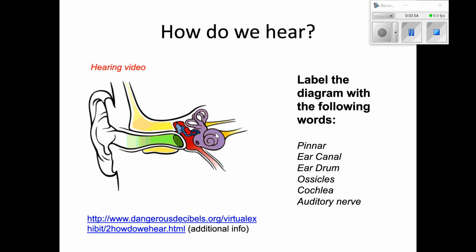Those hairs will vibrate, and they're each attached to a nerve. If they're stimulated, it sends a signal down the nerve off into the brain, and the brain will interpret that as sound along the auditory nerve.